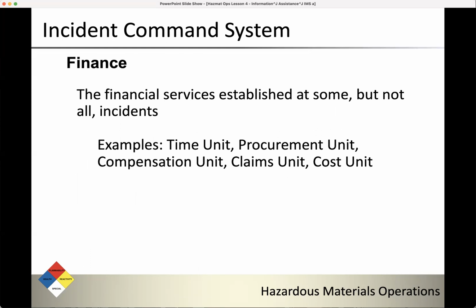Now we're going to talk about the section chiefs of the general staff. We're going to talk about finance. Financial services are established at some, but not all incidents. They have some sub-units called the time unit, procurement unit, compensation unit, claims unit, and cost unit. These are for big incidents. You have a finance section chief. Multi-day.